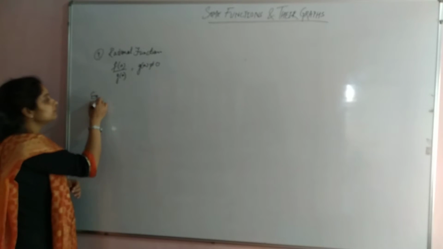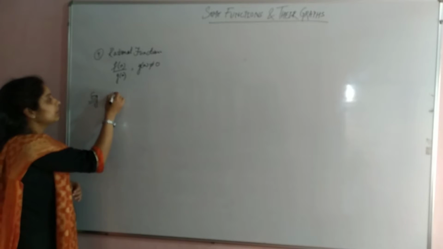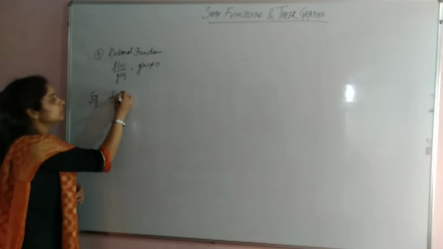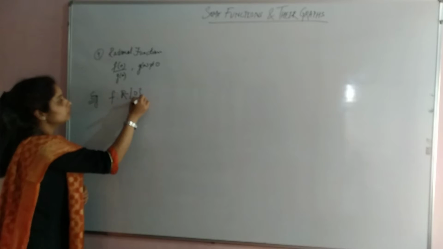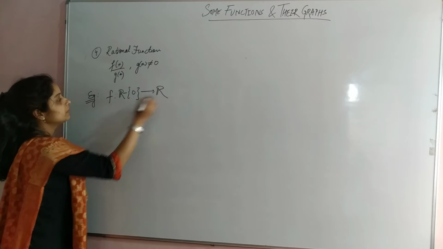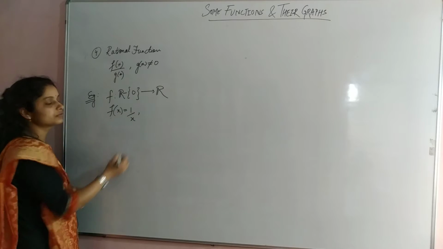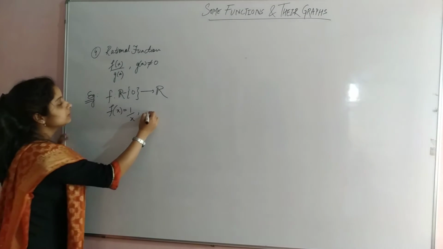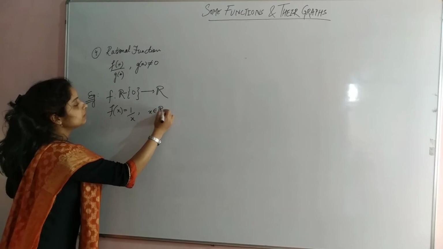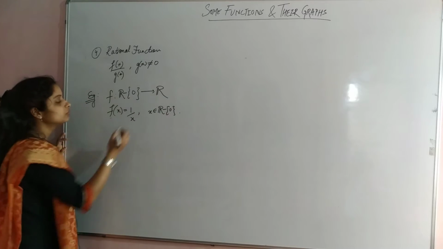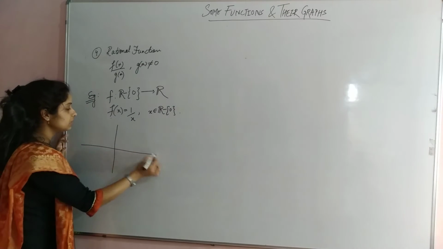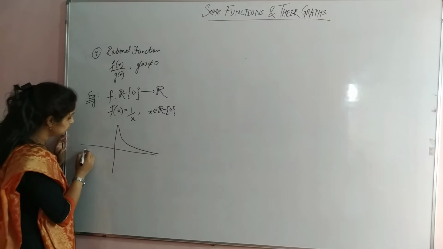One of the examples we are considering is a function f from the set of real numbers minus 0 to the set of real numbers, defined as f(x) = 1/x, where x belongs to the set of real numbers minus 0. The graph of this function is in this form.